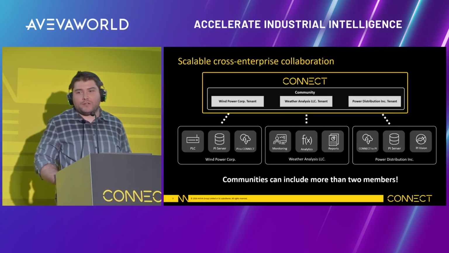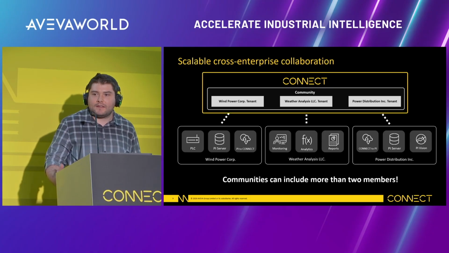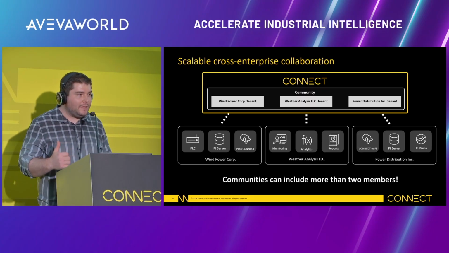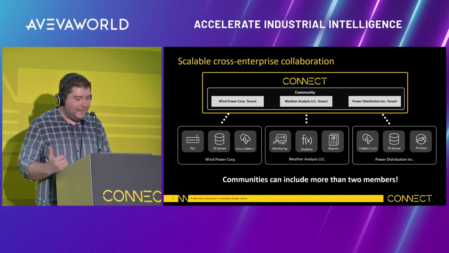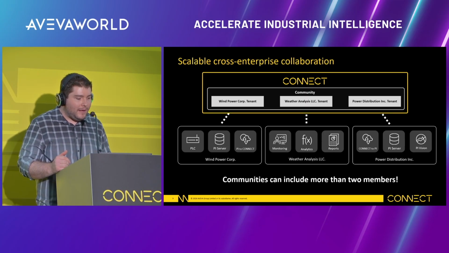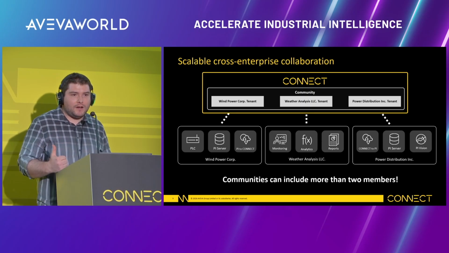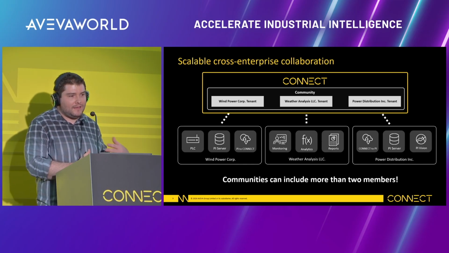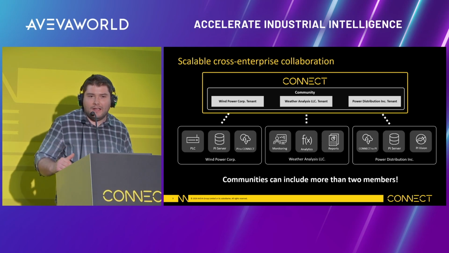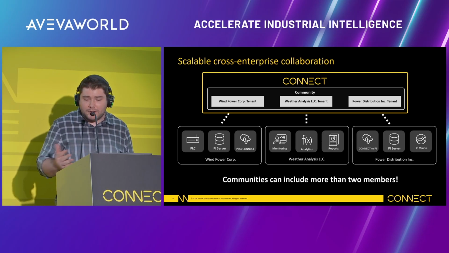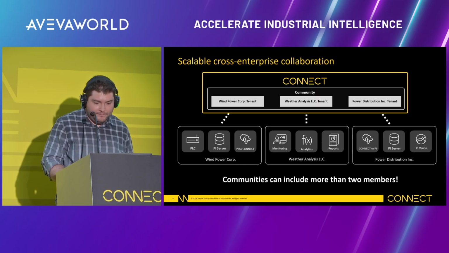So what's really cool is I showed an example of just two tenants being in a community, but you can have more than two members. Say we had Wind Power Corp, Weather Analysis Corp, and then Power Distribution Inc. You could imagine if these three companies collaborated, you could create pretty insightful data. Wind power collection, and then weather analysis to know how the weather and the wind will impact generated wind power, and then power distribution. You could see data of how that power is being used by a region, and so that would create a very powerful data set when put all together.